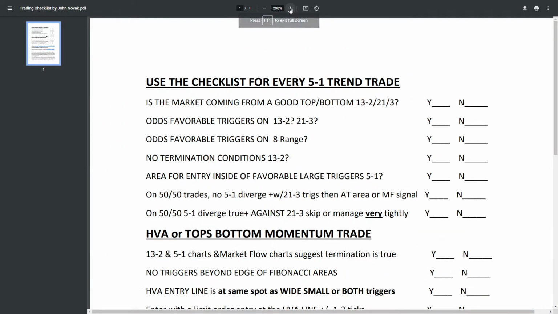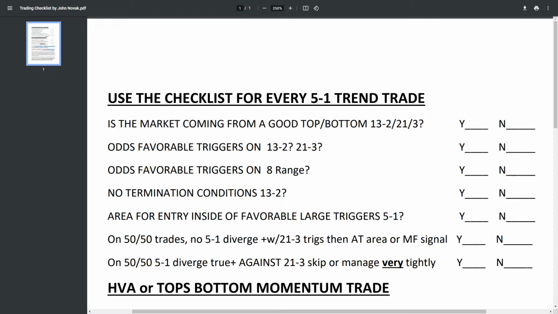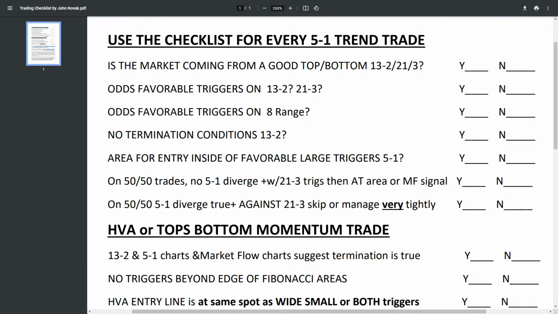So look, you ready? This is my trading plan. Here we go. Checklist. My 5-1 trend trade checklist says, is the market coming from a good top or bottom on a 13-2 or 21-3? I want to go through every line in my trading plan and see if you guys understand it and have any questions. Here, I'll send it in a Word document so you guys can play with it if you want. There you go.